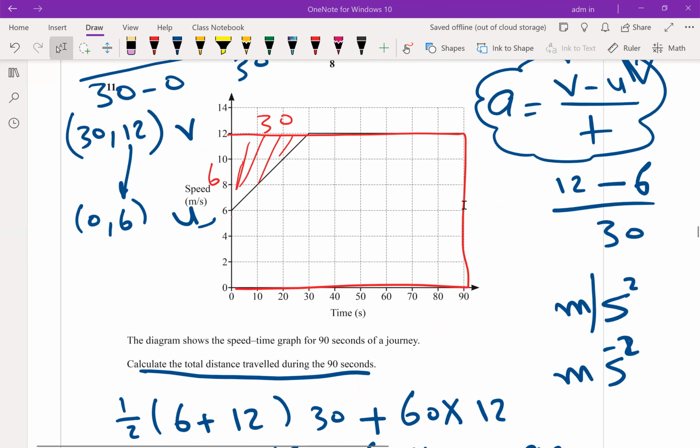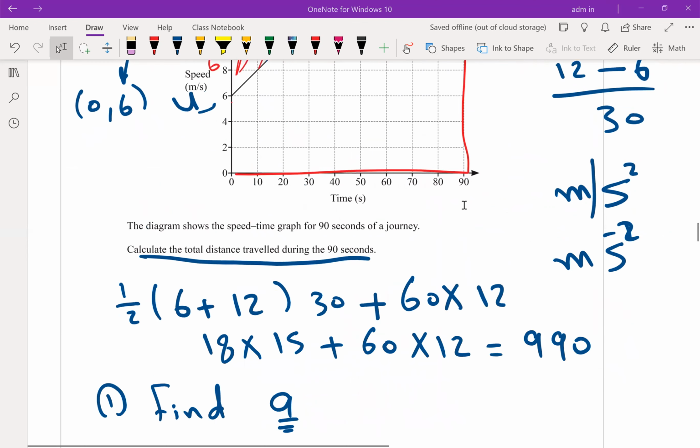So the question on a speed distance time graph always has 3 questions. Find acceleration or deceleration, maybe increase or decrease. Find the total distance and find the average speed, total distance over total time.